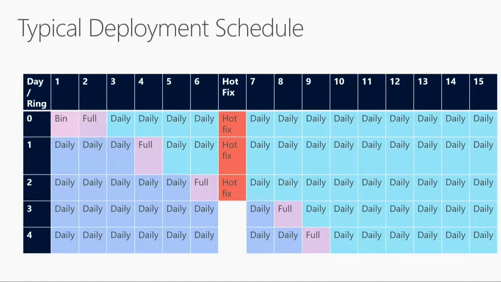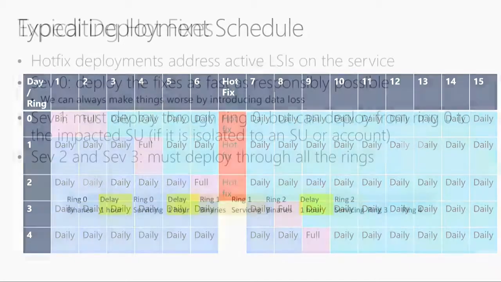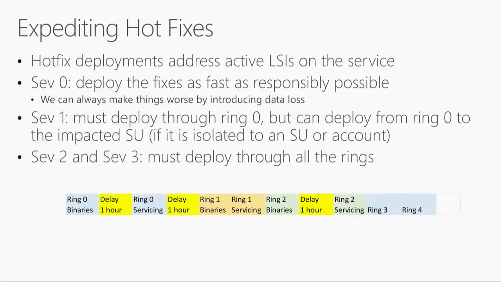If we did a hot fix, we'd go through ring two because that's where the new bits were deployed so far. And then each day, we're doing daily deployments from the previous sprint for any bug fixes that went in. So that's what that looks like. And then the hotfix process, we can do on demand.